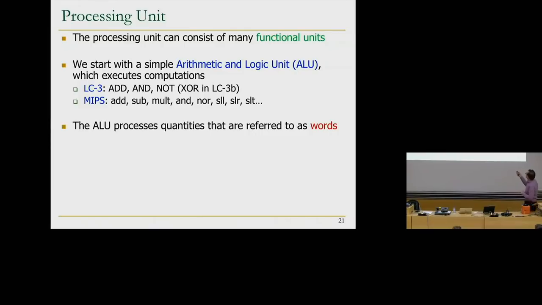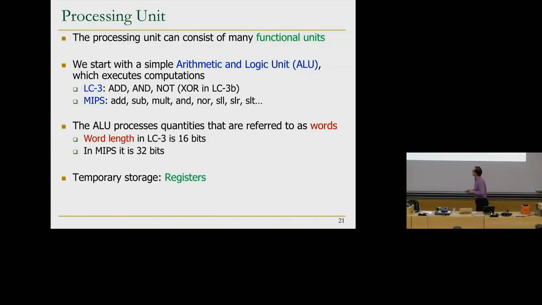Basically, the ALU processes quantities that are referred to as words. In LC3, we said that the word length is 16 bits, and in MIPS, it's 32 bits. But there are actually cases in other ISAs and in newer ISAs where you operate on smaller elements. So in the ALU also, you can operate on bytes, smaller granularities, because people found out that you can be more efficient. If you don't need to use the entire 32 bits, why not operate on only the 8 bits, right? But assume that this is true for now. There's nothing really special about this. You can operate on any granularity if you design your arithmetic logic unit to be able to operate on that.